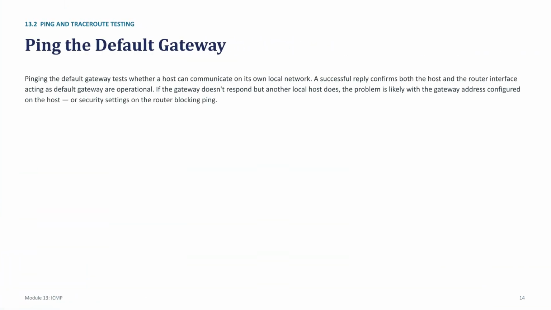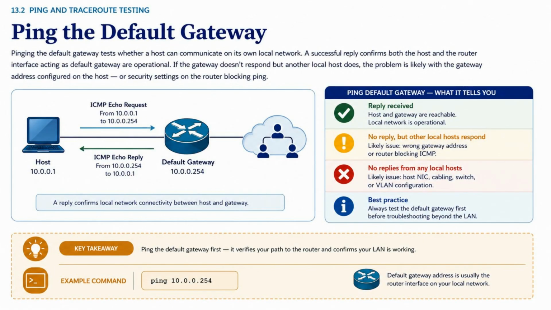Pinging the default gateway tests whether a host can reach its own local network. Success confirms both the host and the gateway router interface are operational. Useful troubleshooting logic. If the gateway doesn't respond but another local host does, the problem is likely the gateway address configured on the host itself, or a security setting blocking ping on the router.